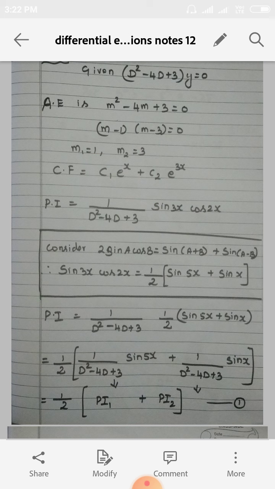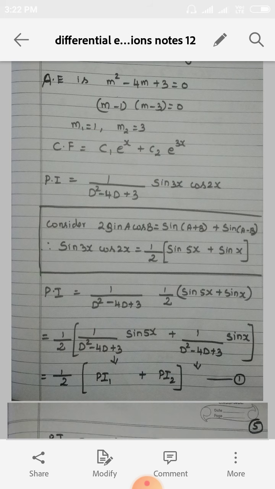Sine 3x cos 2x is nothing but 1 by 2 sine of a plus b. 3x plus 2x become 5x plus sine of a minus b. 3x minus 2x become x. So we get sine 3x cos 2x is nothing but 1 by 2 sine 5x plus sine x. Now the particular integral is split into 2. That is 2 particular integral. That is 1 by d square minus 4d plus 3 into 1 by 2 sine 5x plus sine x.